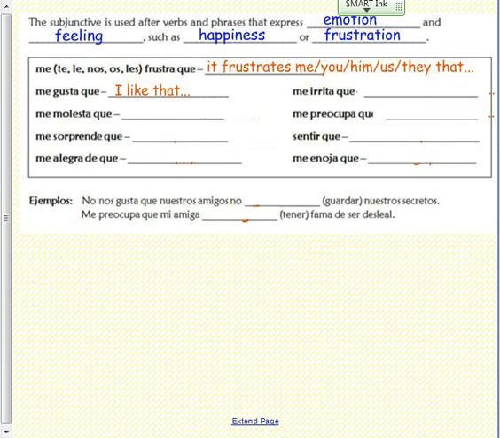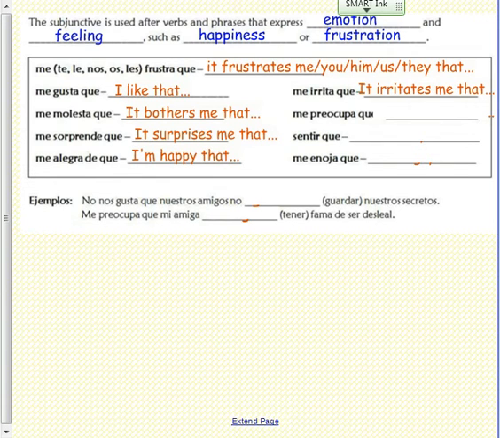Me gusta que, I like that. Me molesta que, it bothers me that. Me sorprende que, it surprises me that. Me alegra de que, I'm happy that. Me irrita que, it irritates me that. Me preocupa que, I'm worried that. Sentir que, to be sorry that. Me enoja que, to be angry that.